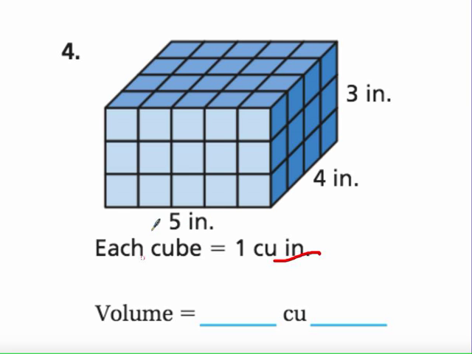Okay, now if you don't know how you got 60, you could do this a couple ways. Remember, the associative property states that you can do any two that you want to do first. So I'm going to do 5 times 4 first because getting 20 would be easy to work with. So 5 times 4 is 20, and then 20 times 3 is 60. That means there's 60 of these little cubes inside of this entire structure. So the volume is 60 cubic inches.